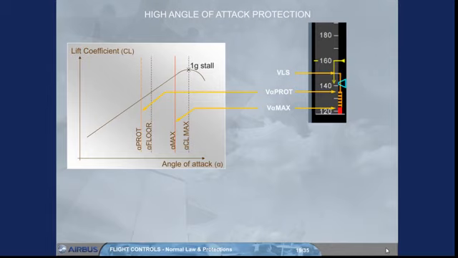Under normal law, when the angle of attack becomes greater than alpha prot, the system switches the elevator control from normal mode to a protection mode, in which the angle of attack is directly proportional to the side stick deflection.